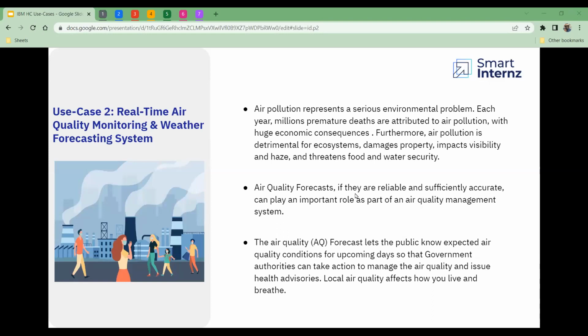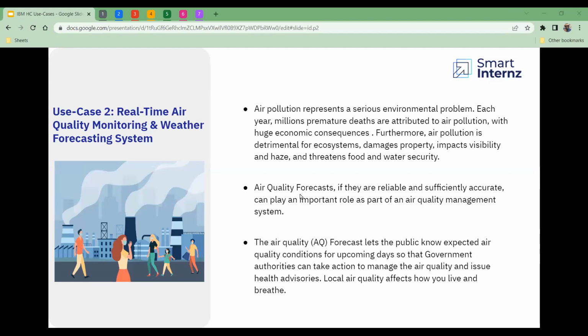But if there is a forecast system that can exactly tell you what tomorrow's pollution can be, so if the AQI is too high, we can take the necessary steps. Okay, so yeah, that's the solution we can build for the air pollution problem.